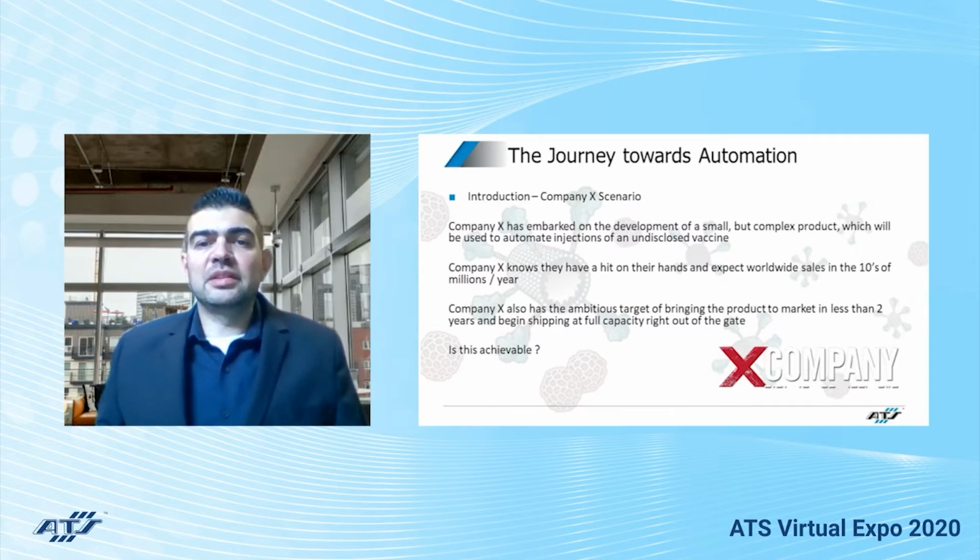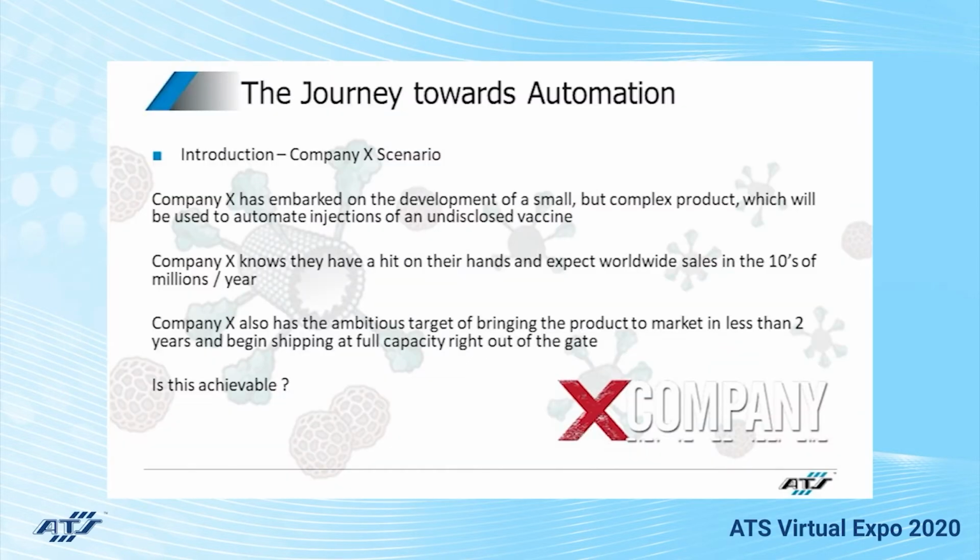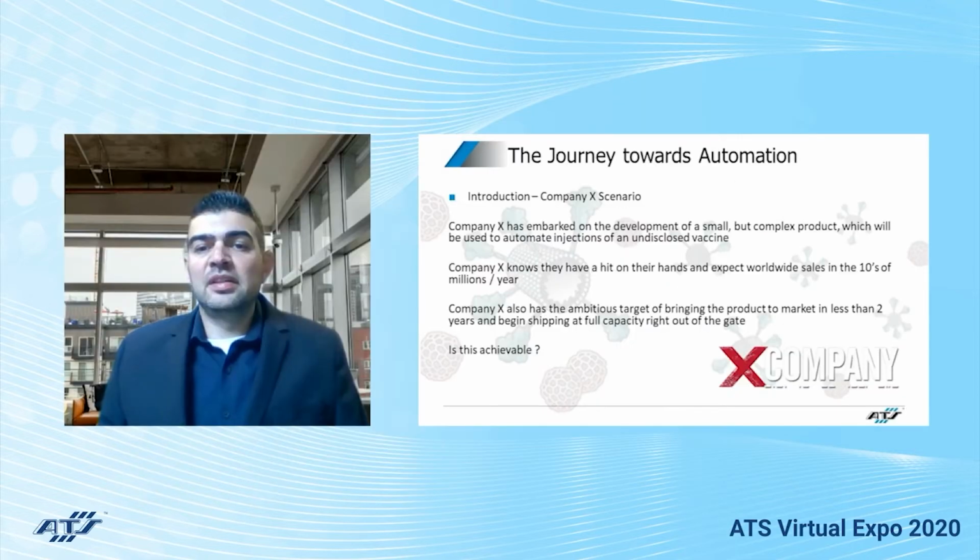Let's look at the following typical scenario. Company X has embarked on the development of a small but complex product which will be used to automate injections of an undisclosed vaccine. Company X knows they have a hit on their hands and expect worldwide sales in the tens of millions of units per year. Company X also has the ambitious target of bringing the product to market in less than 2 years and begin shipping at full capacity right at the gate. These things are important to Company X because they want to maintain an advantage above their competitors, and they want to make sure they protect their IP.